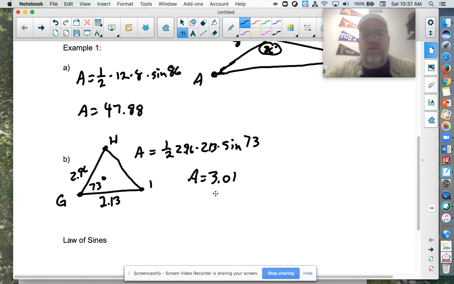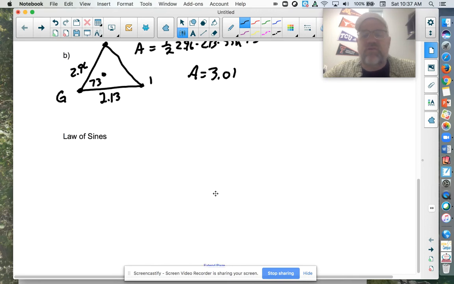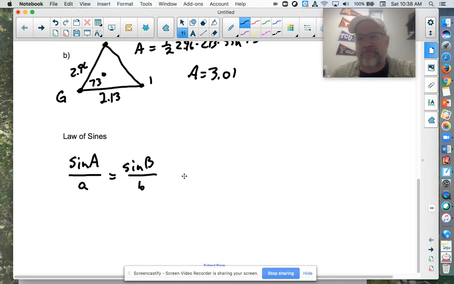Okay, so let's move on to the idea of law of sines. So this is something that is true. It's a relationship that's true in triangles, and it really helps us find values of sides and angles that we don't know. Here is the law of sines. It says that if you take the sine of any angle in a triangle and make a ratio of it over its opposite side, that will equal the sine of a second angle in that triangle over its opposite side.